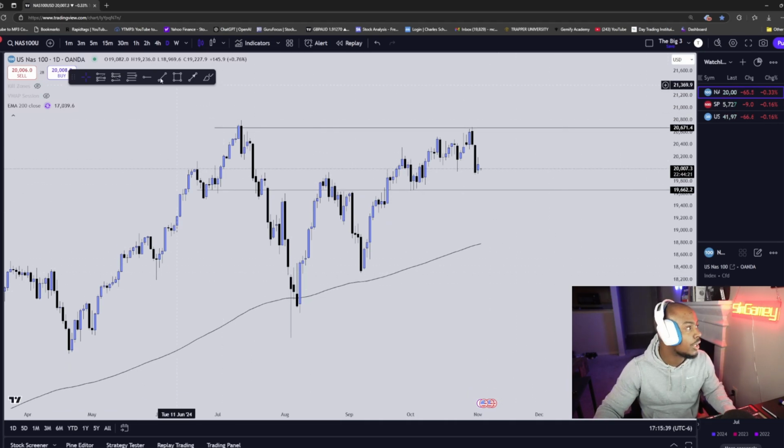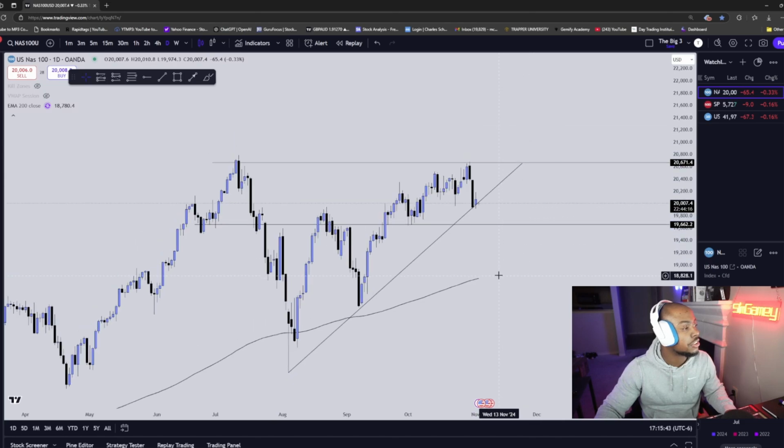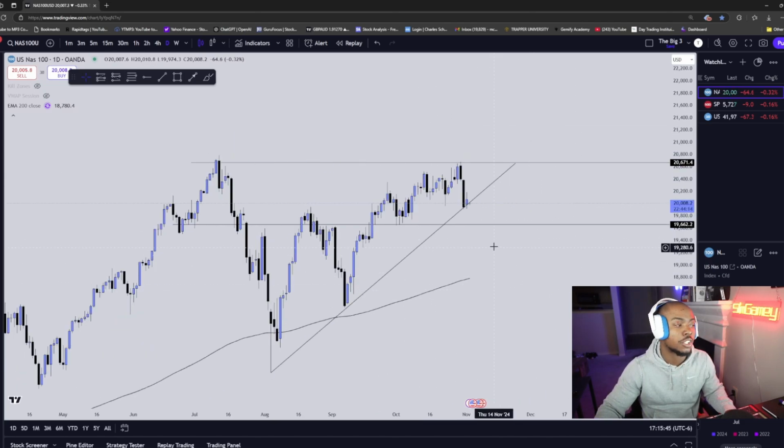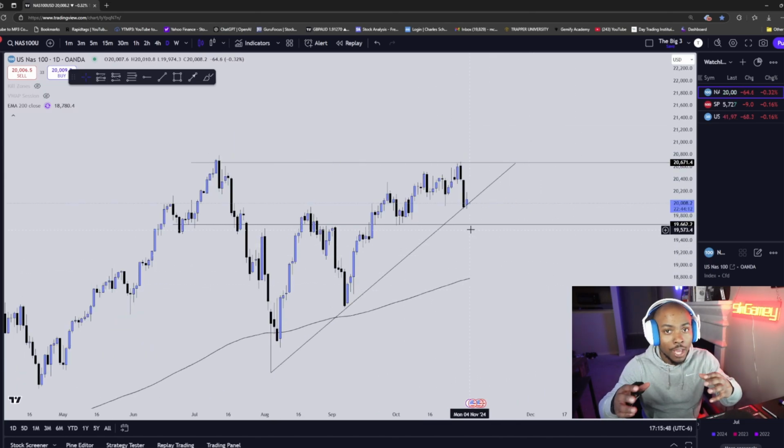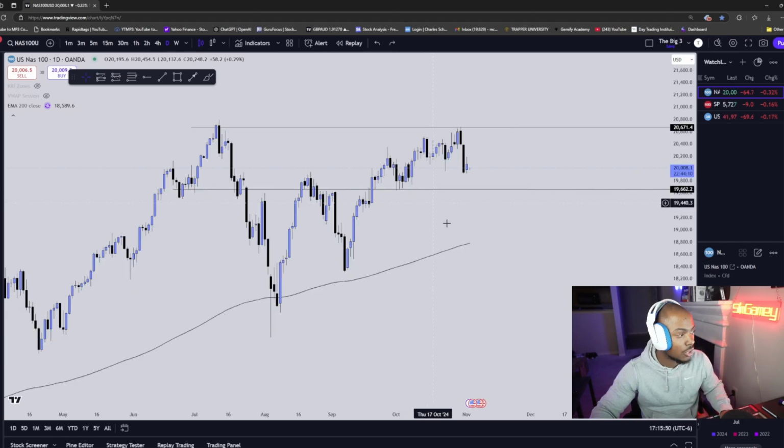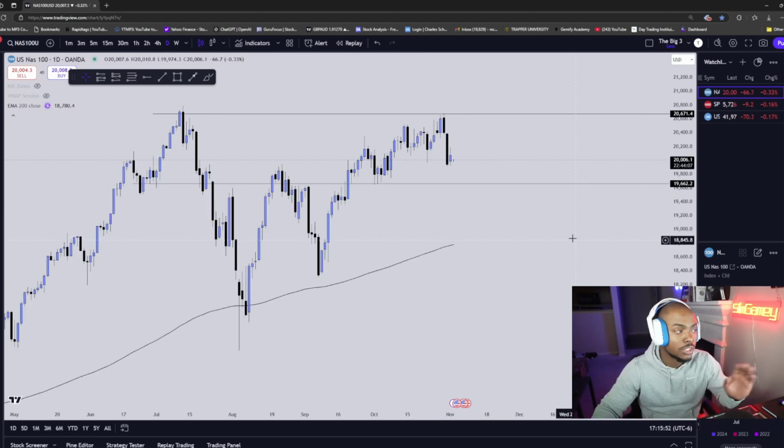And if you really wanted to get technical, you could also say that price is moving in between a channel right now, or a flag is currently forming, market structure within a pattern. But we're not gonna get into all of that because it's not that serious.